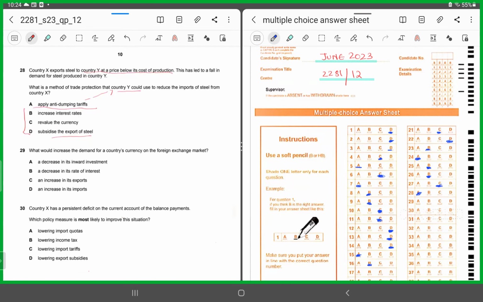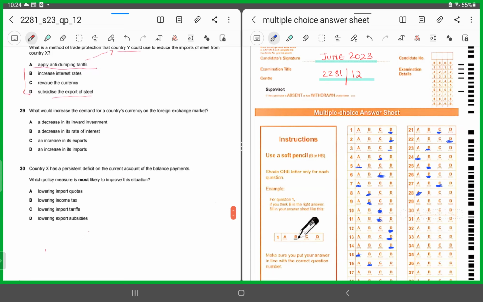29. What would increase the demand for a country's currency on the foreign exchange market? So now, what would cause an increase in the demand of a particular country's currency? A decrease in its inward investment. If there is a fall in investment coming into the country, there would be no rise in the demand. Instead, it would have been falling. So it's negating it. So you can chop A.